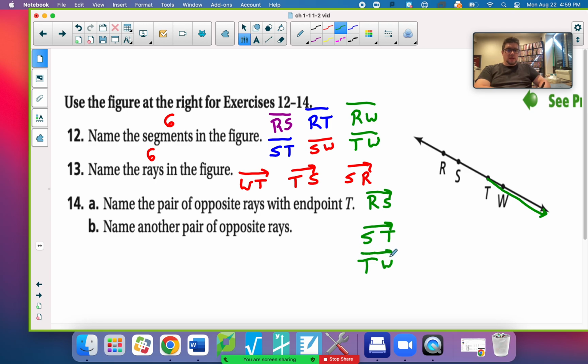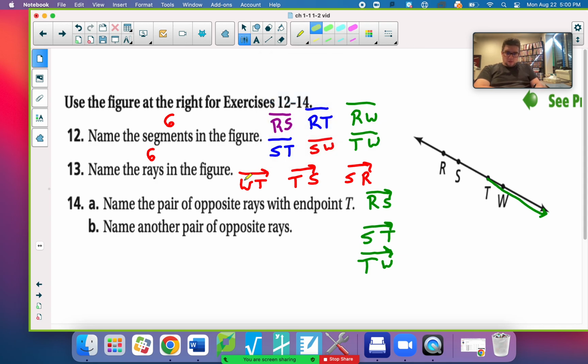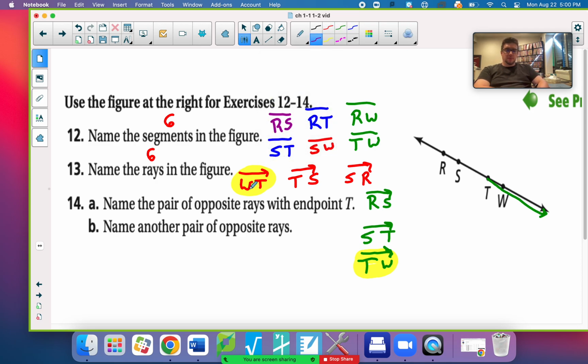And here's where that arrowhead and the labeling becomes very, very important. Because if we look, we have ray WT and ray TW, same as the other ones, but they're telling us that W is the endpoint here, while the T is the endpoint here.